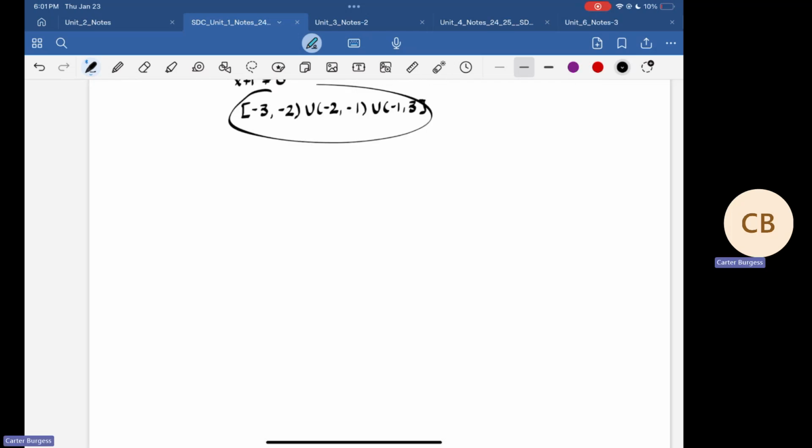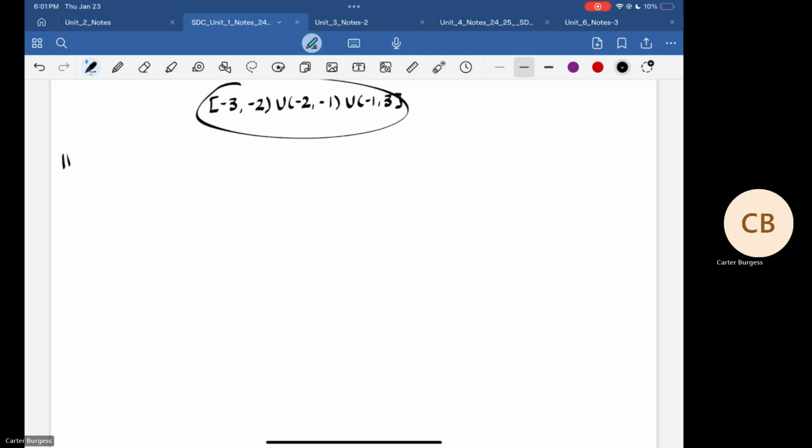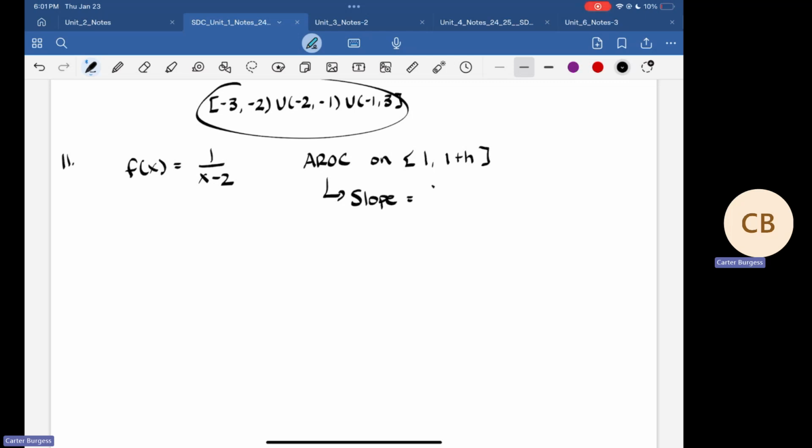All right, number 11 here. We are asked to find, given a function, f of x equal to 1 over x minus 2, the average rate of change on the interval 1 to 1 plus h. Average rate of change is just a kind of pretentious way to say slope. And our formula for slope is y2 minus y1 over x2 minus x1.